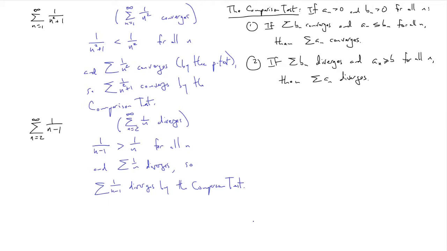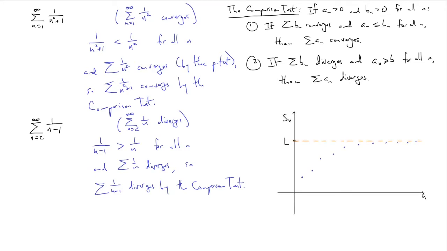It's the harmonic series. We don't even have to say why it diverges. We've seen it so many times. And that means that the sum of 1 over n minus 1 diverges by the comparison test. Let's see if we can get some visual idea of what's going on here.